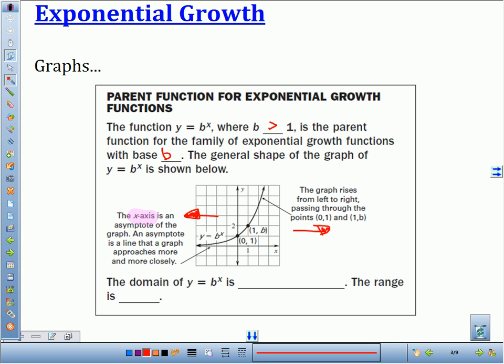That means that the domain of this function is all real numbers, because we are moving left and right forever. But the range is only y is greater than 0. Y can't be 0 because that's where that asymptote is, and all the values are above that, so y is greater than 0.